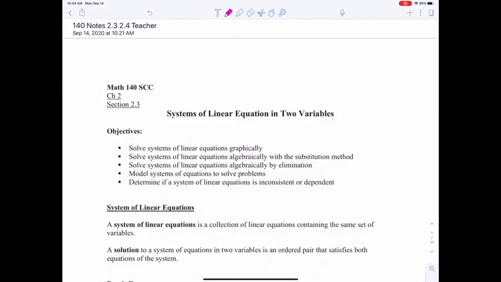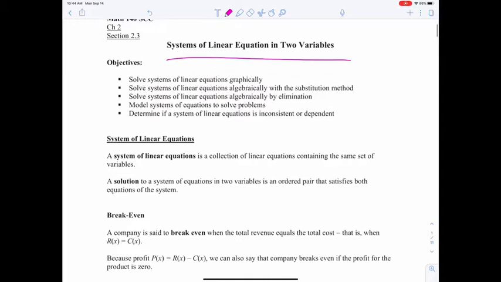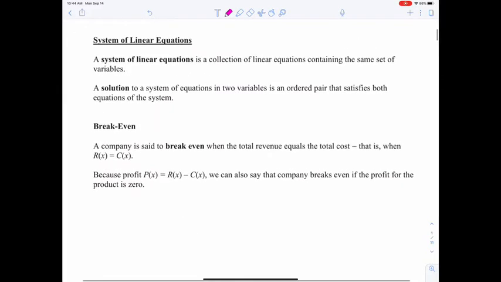All right, welcome to sections 2.3 and 2.4. So section 2.3, we're going to talk about systems of linear equations in two variables. So systems of linear equations. A system of linear equations is a collection of linear equations containing the same set of variables.